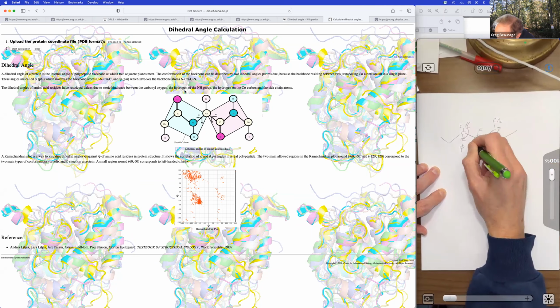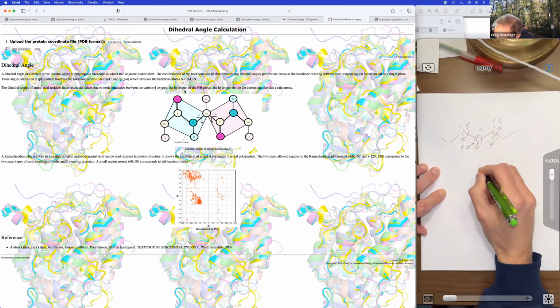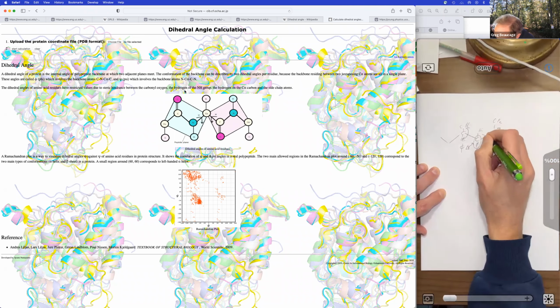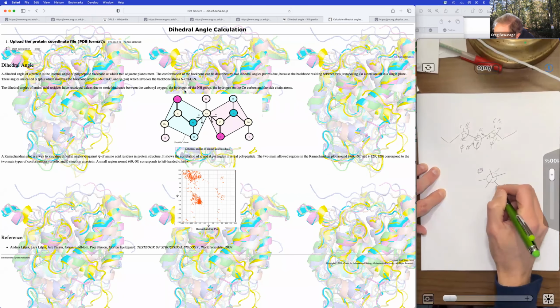So if you look down that way with your eyeball, then you can do the Newman projection of it like that. You have your R group. And then you could also look the same thing that way. So you're going to get two different kinds of angles to this thing.